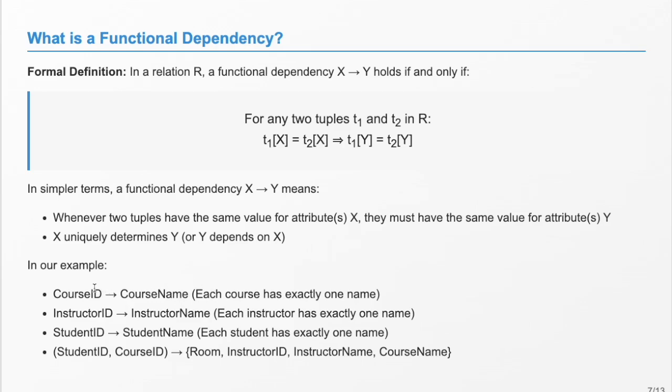So this is an example. For example, student ID functionally determines student name, and it's basically saying that every student has exactly one name. So if we have two rows where the student IDs are the same, then we know that the student ID is a unique identifier of the student and their names should also be the same.